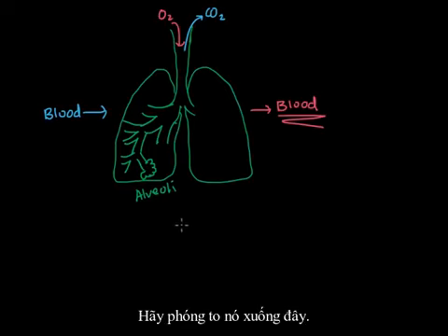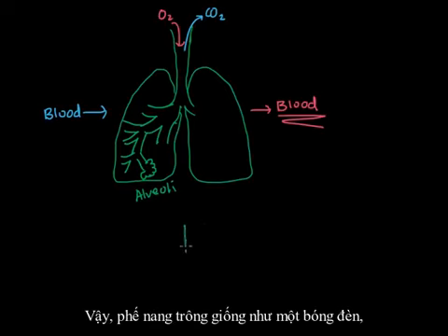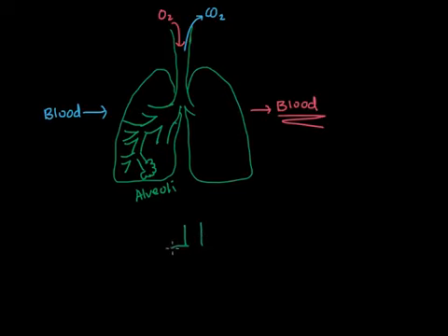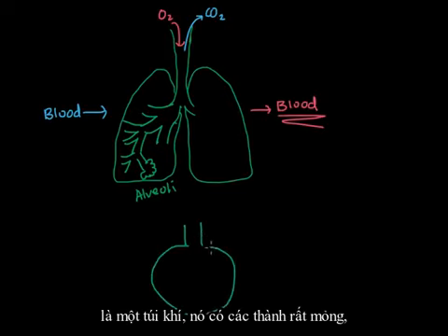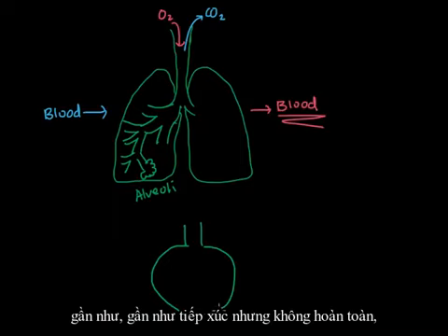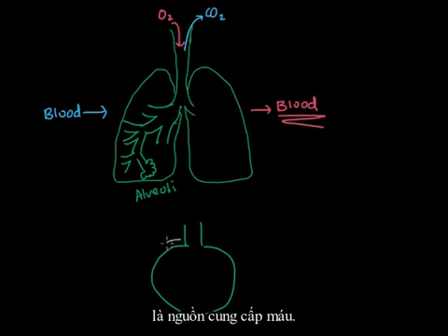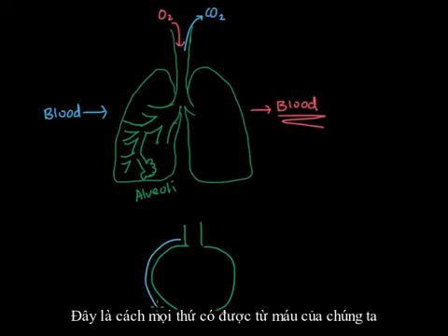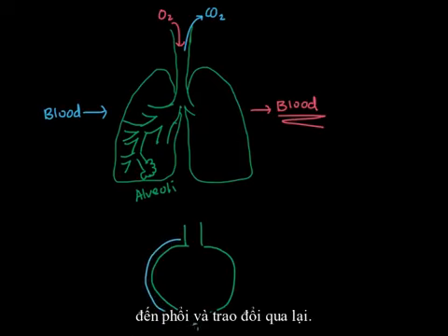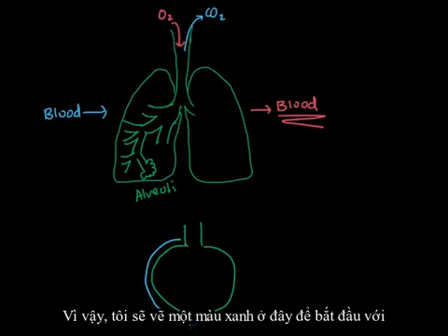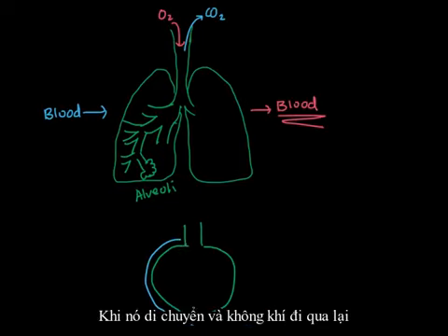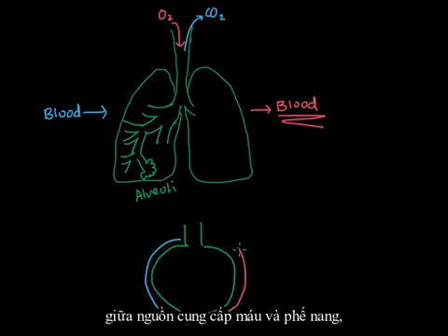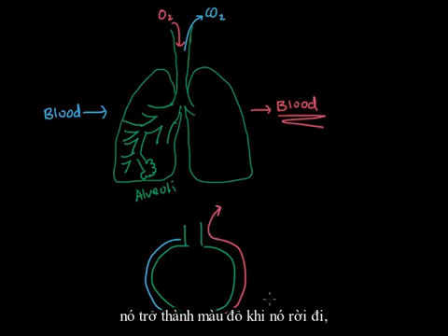Let's blow that up down here. So the alveolus looks kind of like a bulb. It's an air sac. It has very thin walls, and lying along the walls, almost in contact, but not quite, is the blood supply. This is how things get from our blood to our lungs and back and forth. So I'm going to draw it blue here to begin with because there's no oxygen to begin with. As it travels and the air goes back and forth between the blood supply and the alveolus, it becomes red as it leaves because there's oxygen.